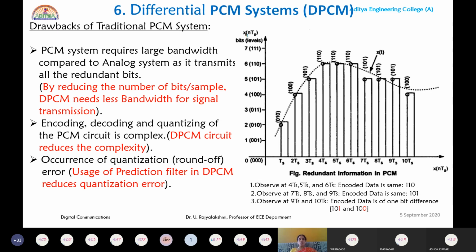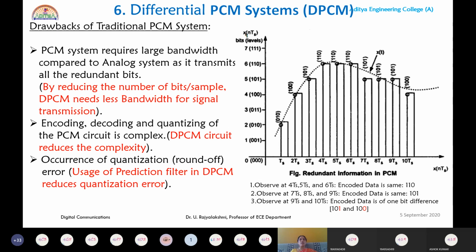So how can you overcome this drawback? By using differential PCM. This differential PCM reduces the number of bits per sample. Once you reduce the number of bits per sample, n will reduce. Because the signaling rate is equal to n into fs, as n reduces, r will reduce, and as the signaling rate reduces, our bandwidth will also reduce, because bandwidth is equal to half of the signaling rate.